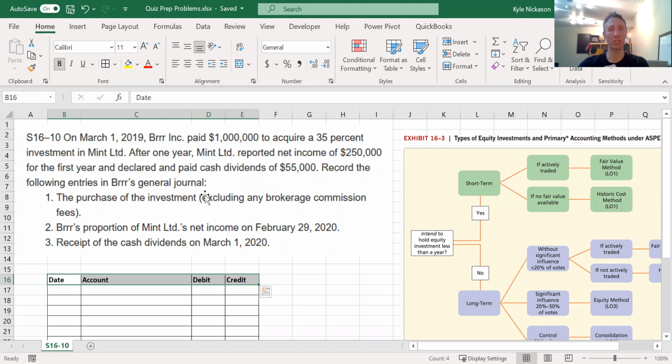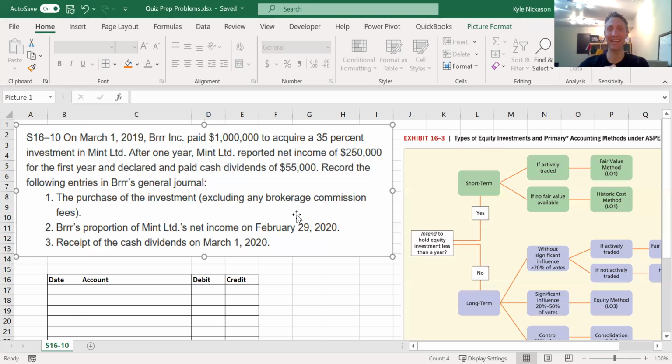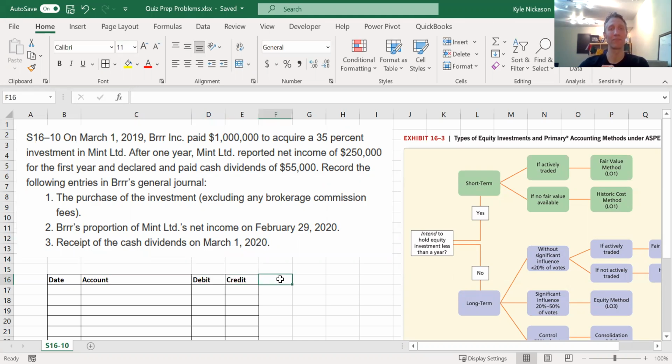So we need to record the purchase of the investment, the proportion of net income on February 29th, 2020. Look at that. It's a leap year, 2020. They've incorporated that into the question. And then the receipt of cash dividends on March 1st, 2020.